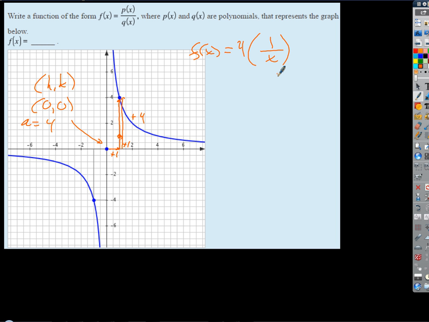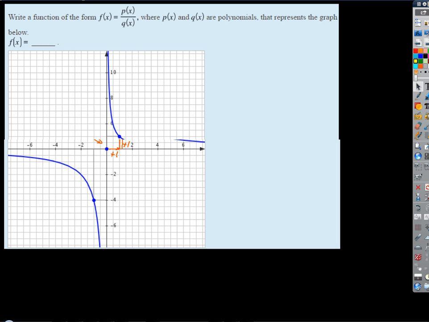Right? Okay, but I want to write this as just simplified, so I just get a polynomial on top and a polynomial on the bottom. Well, what would I do? We have been writing it in the form a times 1 over x minus h plus k. I don't want to do that anymore. I just want to multiply everything together and write it as a polynomial over a polynomial. So this one's really easy. I'm just going to get 4 over 1 times 1 over x is 4 over x. That's my answer. Right? I'm just going to write it as one fraction.